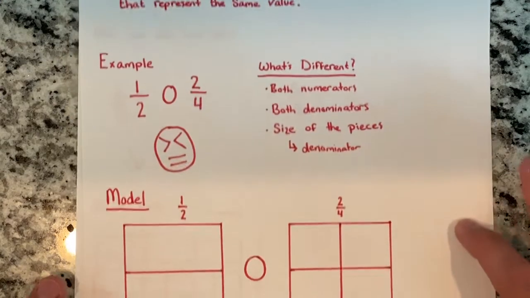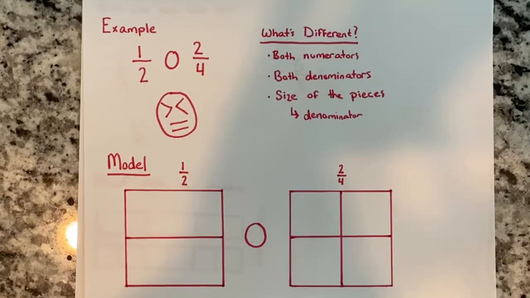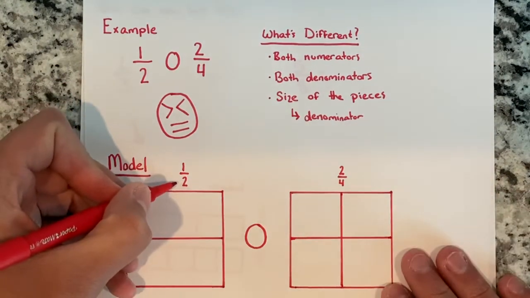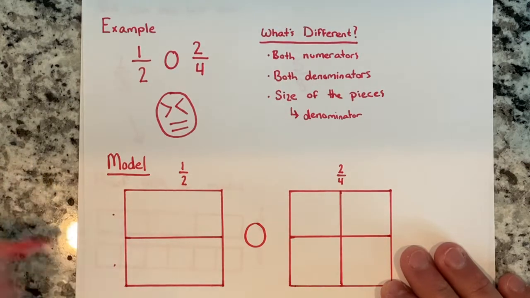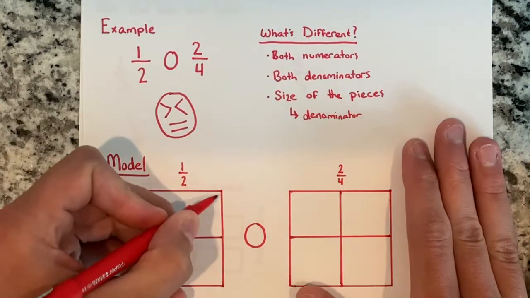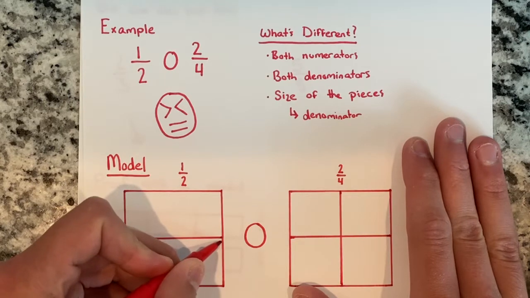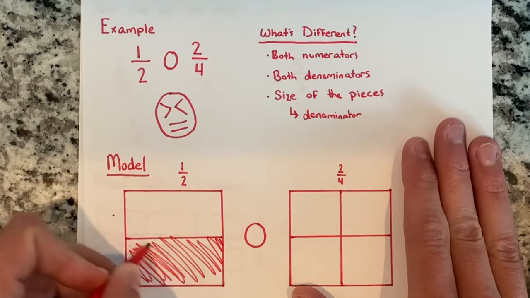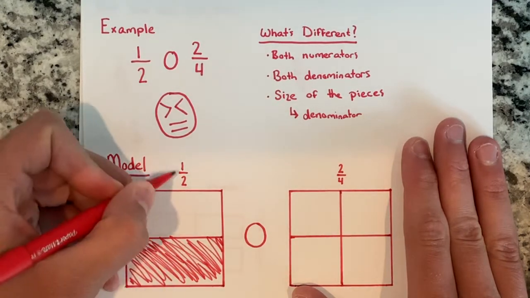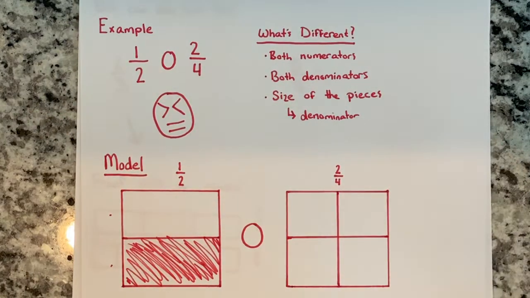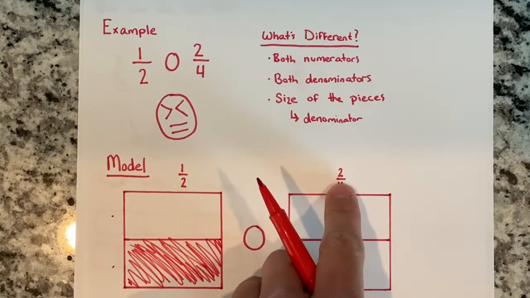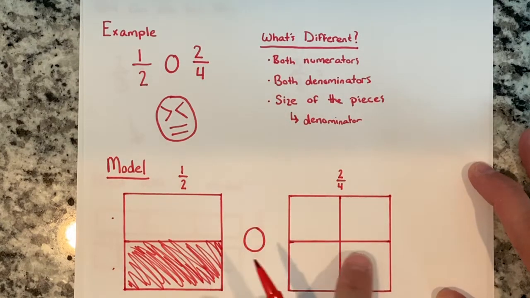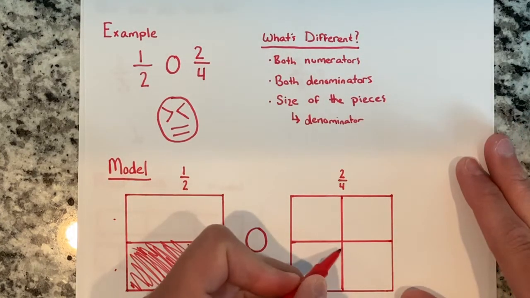So I can use a model to help me solve a problem like this. Looking here, the fraction 1/2 tells me that I have a total of 2 pieces, and that one of them has been used. One of my 2 pieces has been used, and I'll represent that by shading it in. One of the halves has been used. Same thinking here with the fraction 2/4. I have a total of 4 pieces, 1, 2, 3, 4, and 2 of them have been used.